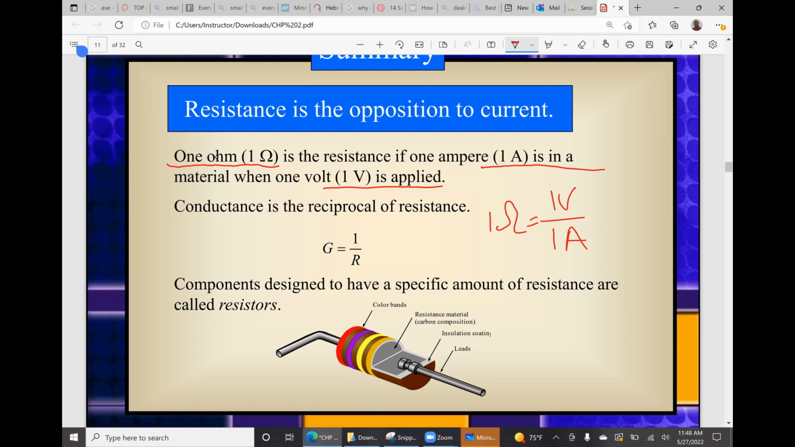So there's one way to describe resistance. We can describe it with R. We can also describe the reciprocal, called conductance. So whereas resistance is the opposition to the flow of current, conductance tells us how much current is flowing, and conductance is 1 over resistance.